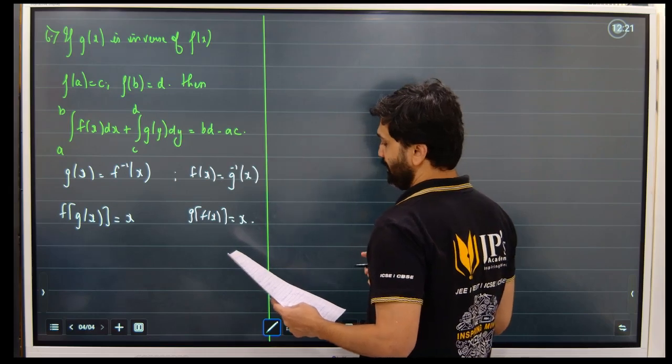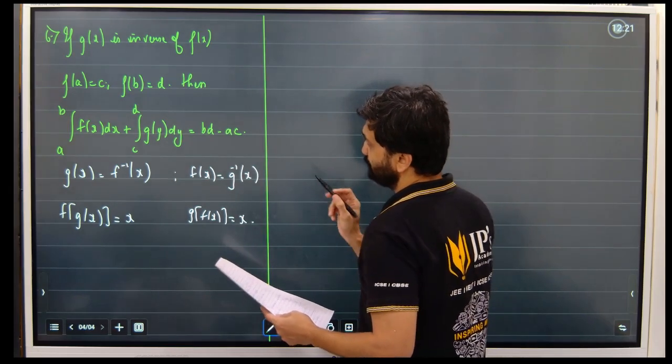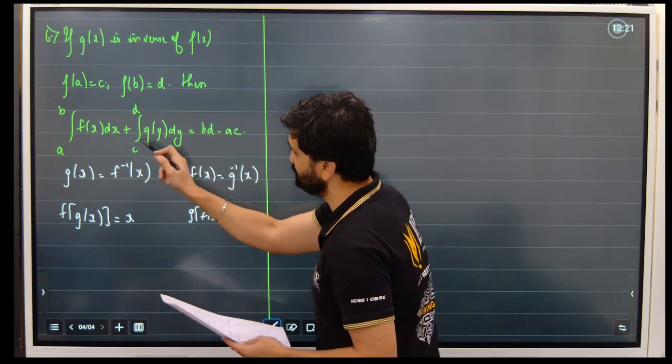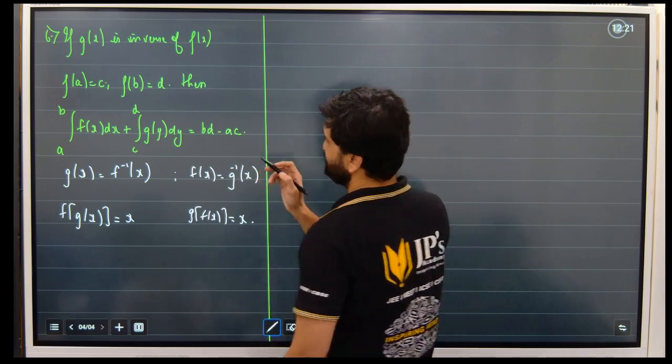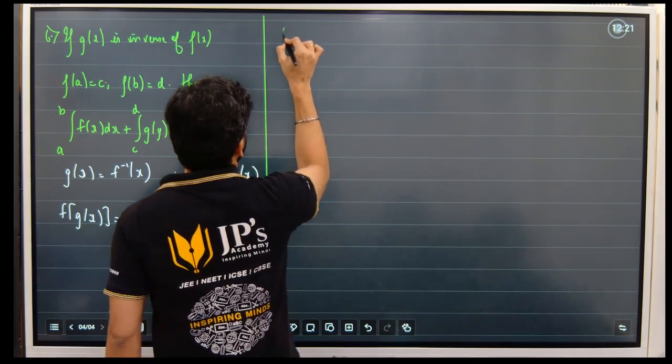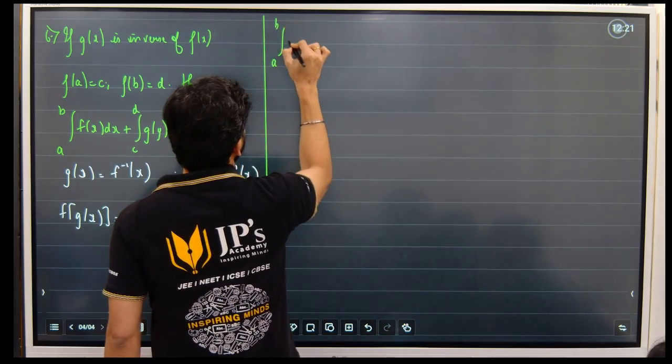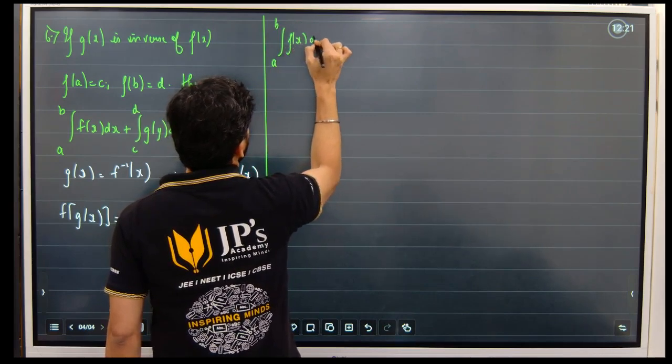Let's try to understand this. If they have said this is the value and this is what is given to me, integration a to b f of x dx plus, now if I substitute, look carefully, integration a to b f of x dx.